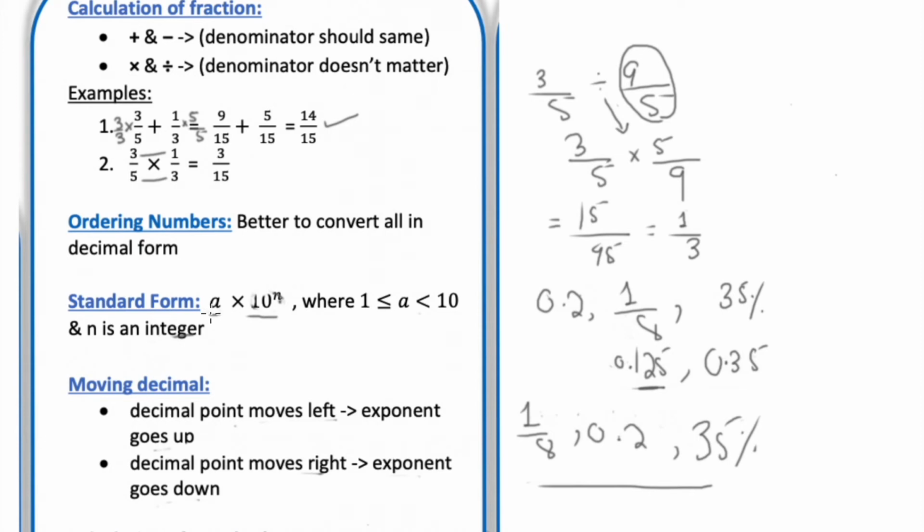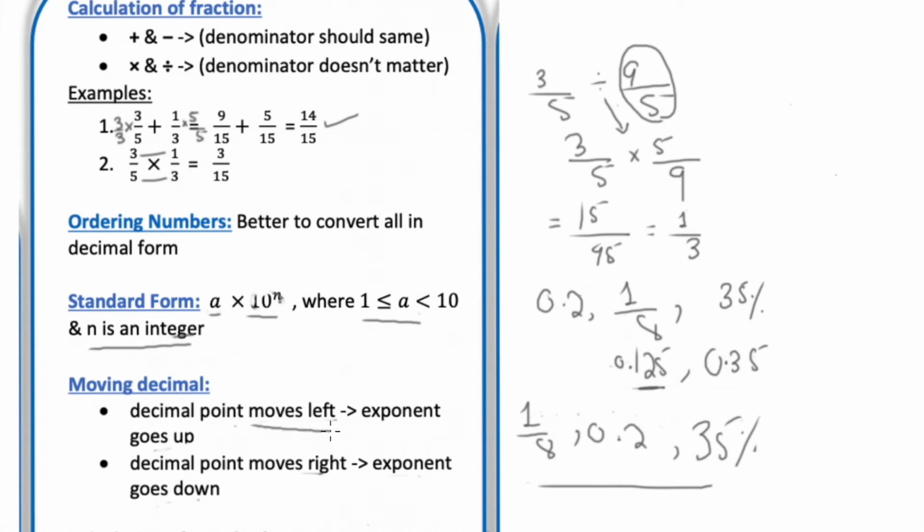The number part is always a one-digit number from 1 to 9, while the index part is a power n, which can be positive or negative, but is always an integer. And in moving the decimal, you have to remember one thing: whenever you move the decimal, the exponent will always change.